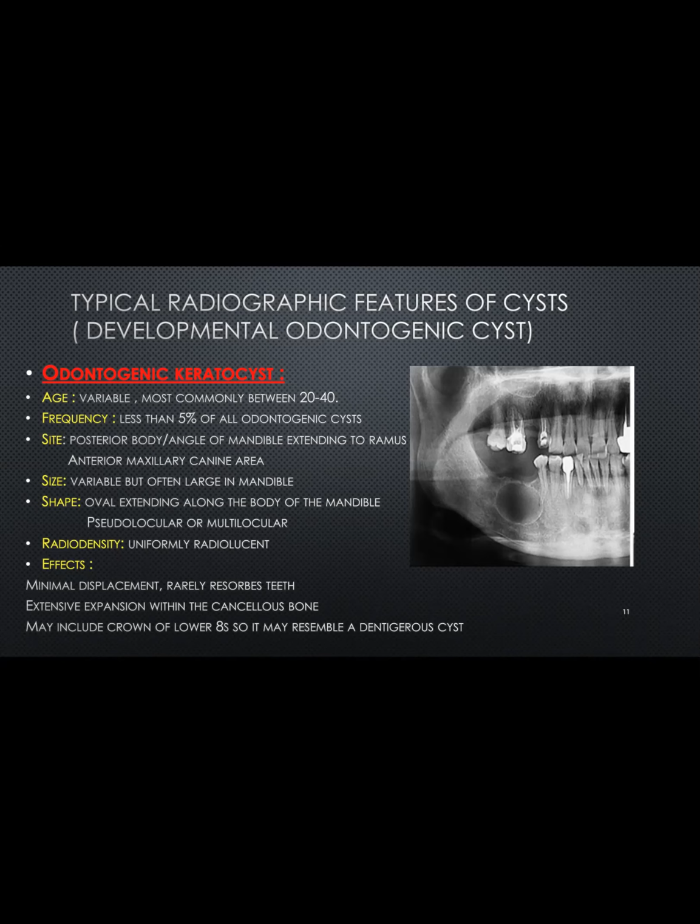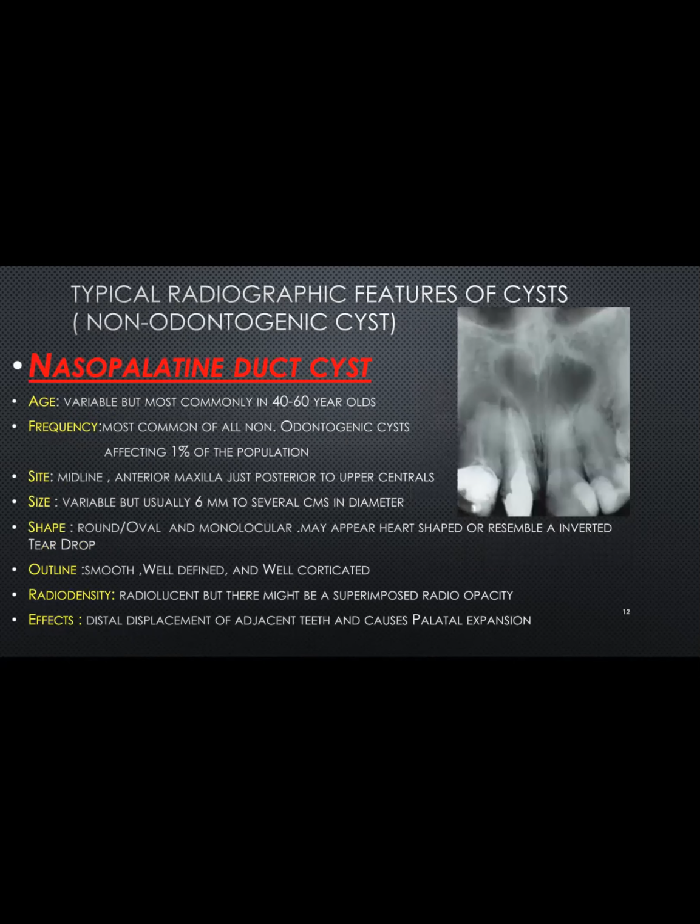The size varies depending on where it is. So if it's in the mandible, it's usually big. It's uniformly radiolucent. And what it does is that it could cause minimal displacement, but it really doesn't resorb teeth. So if you look at the X-ray, you could see that it's really close to the roots of the 4-5, but it's not really resorbing anything. If there was an impacted, let's say lower 8, it could also resemble a dentigerous cyst.